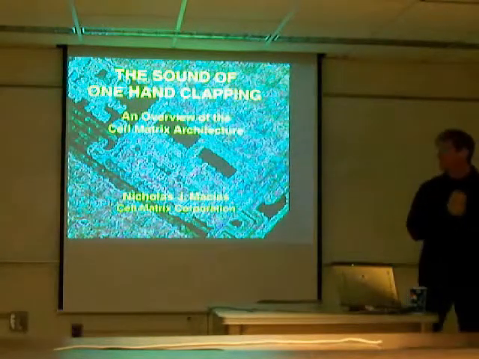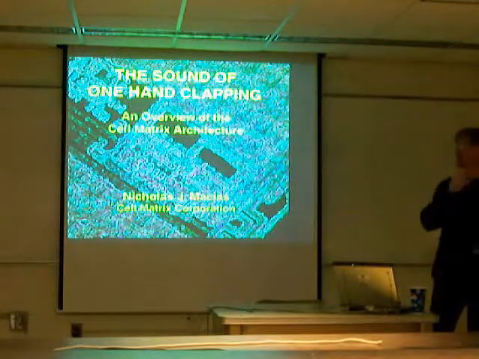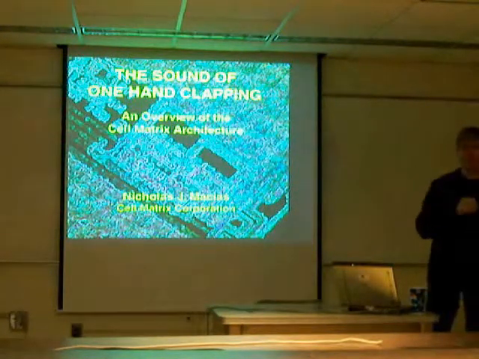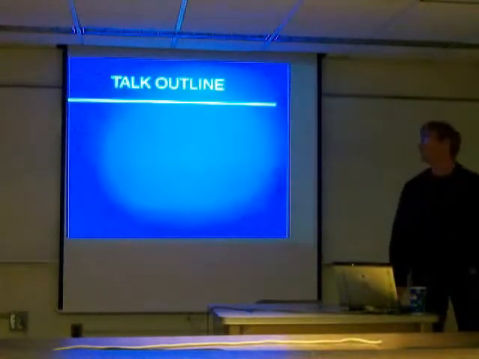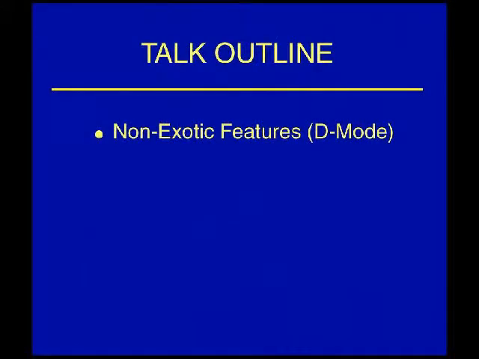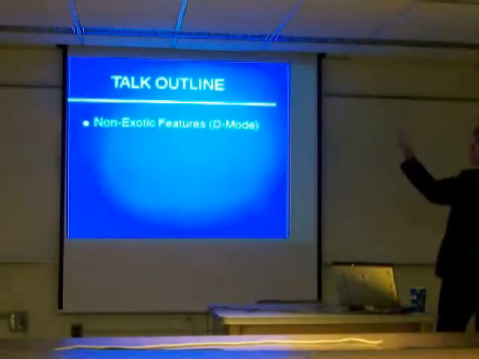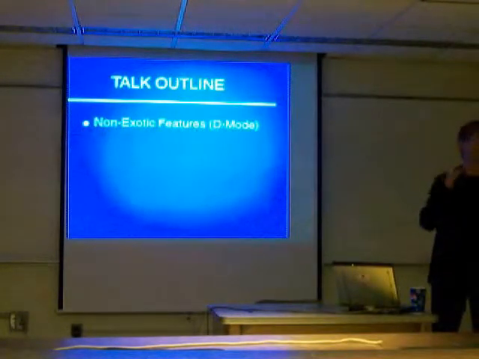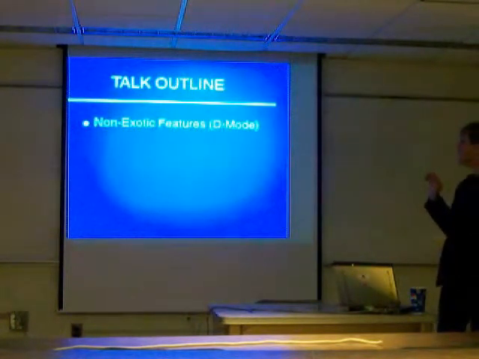I want to talk about a novel type of reconfigurable system that we work with at Cell Matrix Corporation called the Cell Matrix architecture. This talk's going to be broken up into about 5 parts, basically. I'm going to begin with a very high-level discussion of the non-exotic features of a cell matrix. If you've done any work with reconfigurable systems, the cell matrix at this level will look similar to other kinds of devices that are out there. There's not a whole lot really unique that's going on at this level.